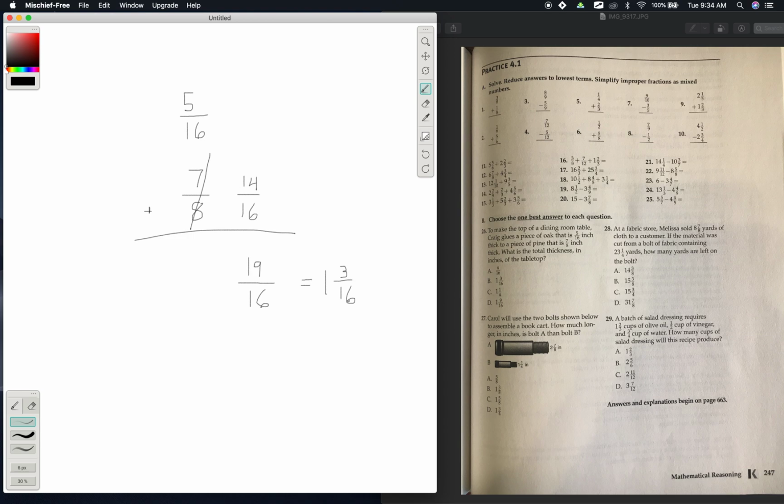Put 16 here. So now that we've changed this to a mixed number, can this be reduced at all? Well, 3 does not go into 16, and there are no other numbers below 3 that go into both of them. So we know that this is the least right here. As you can see, your answer is B. And even though they didn't tell you to reduce it here, they still reduced it. So 1 and 3/16.